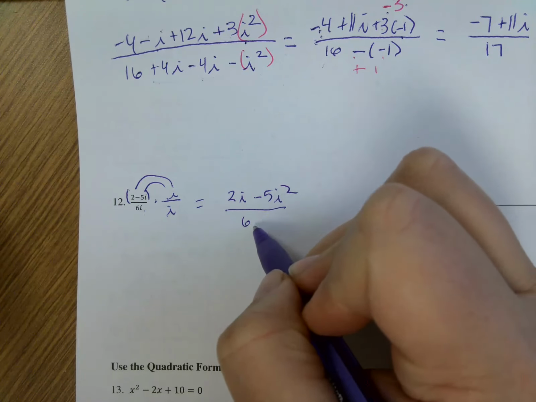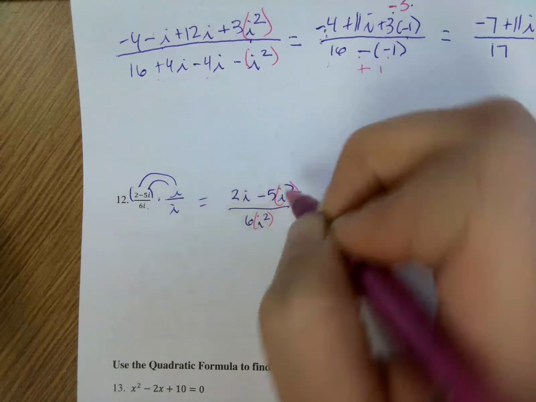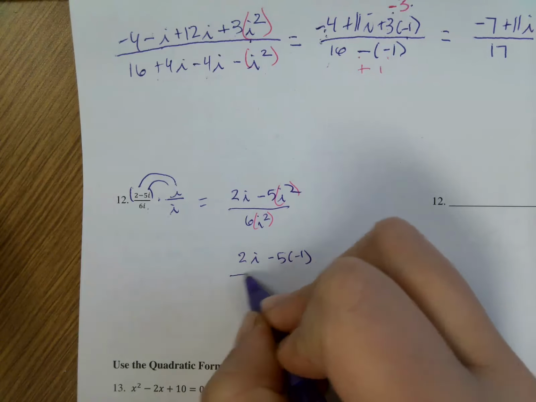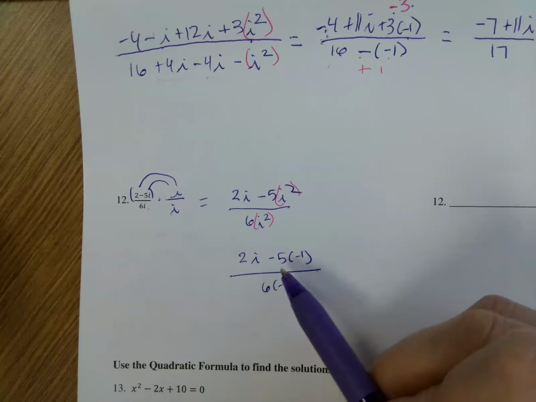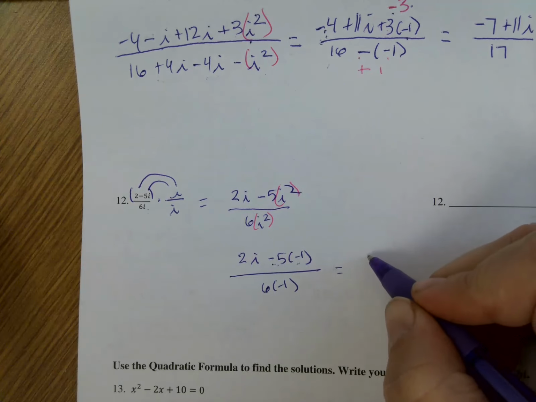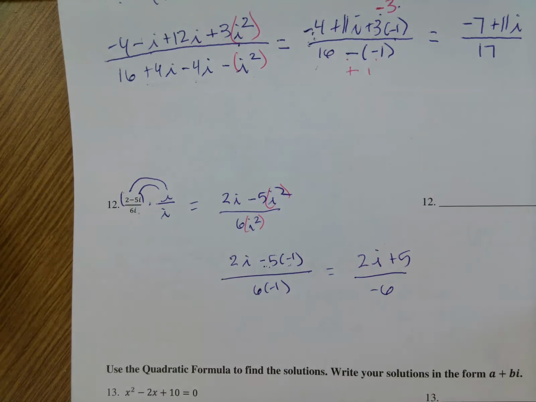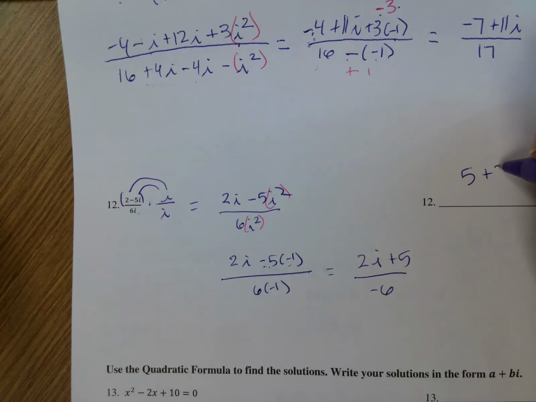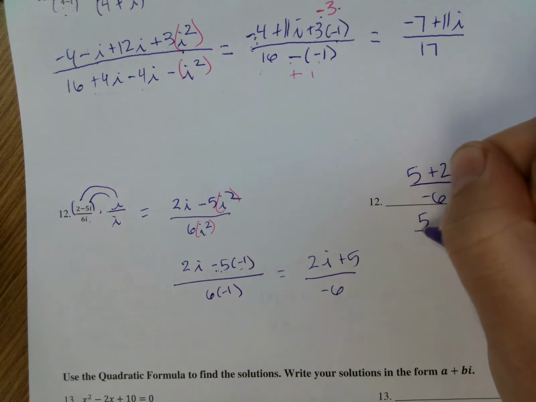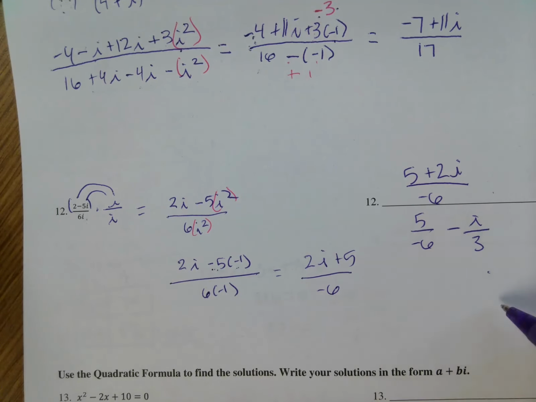So I have 6i times i is i squared. So again, this right here, i squared, becomes a real part. So I have 2i minus 5 times negative 1 over 6 times negative 1. This becomes negative 5 times negative 1. If you leave your answer like this, I will still accept it. However, that's not really proper. You should have your real part first, your imaginary part second. You could also write it like this. These two are the same answer.